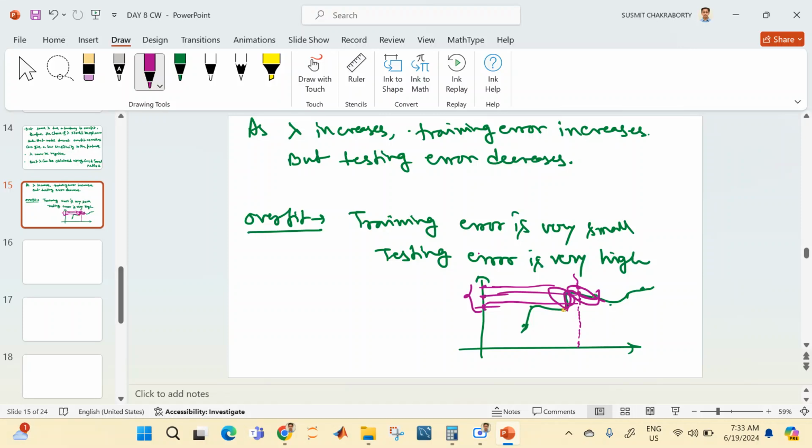So remember, if any model overfits, then training error is very small but testing error is very high. If lambda increases, the training error increases but testing error decreases. If we swap the words, if lambda decreases, then training error decreases and testing error increases. So there is a trade-off between training and testing error.